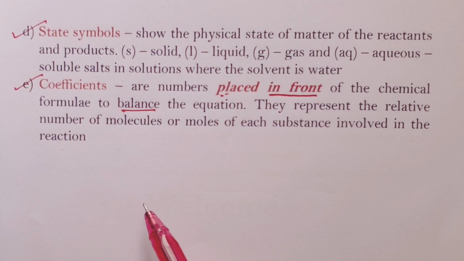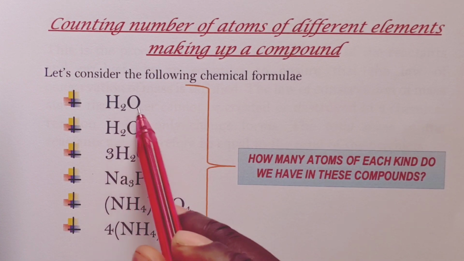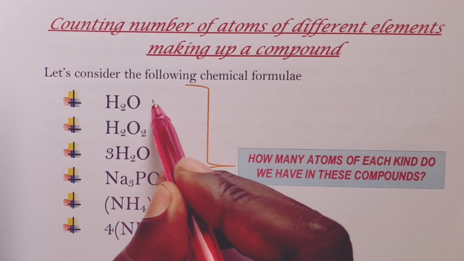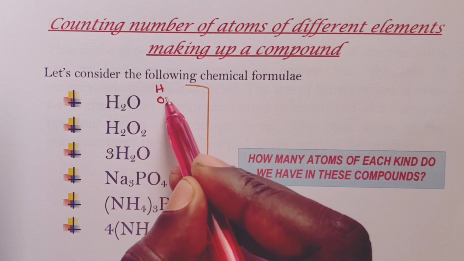At this point, let's now move on to learn how to count the number of atoms of different elements making up a compound. To learn how to count the number of atoms of different elements that make up a compound, let us consider the following 6 chemical formulae, beginning with H2O. So here we have got 2 elements. There is hydrogen and oxygen.